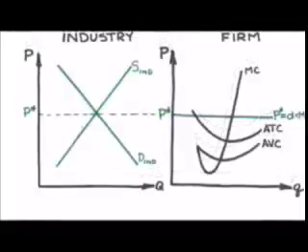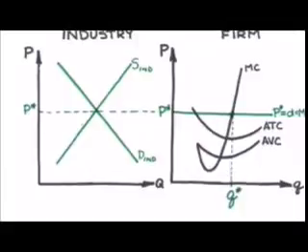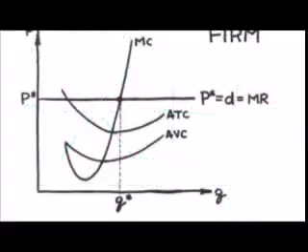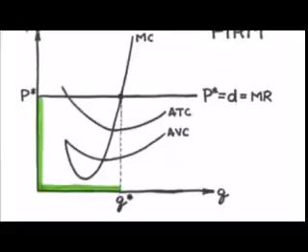Notice that I've positioned the average cost curves below the price line. Where is MR equals MC? This gives me Q star. At Q star, what is the total revenue coming in? Revenue is the price I can charge times the number of units that I sell. In this case, the green area.